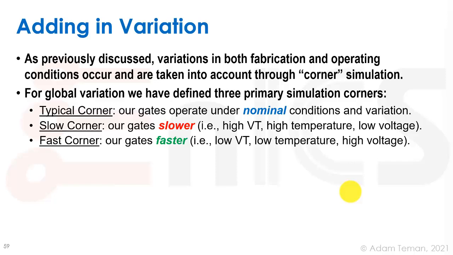Slow corner means our gates are slower, so therefore they have high VT. They're under high temperature unless there's temperature inversion, then below temperature, and low voltage. Or a fast corner, where our gates are faster, so they have a low VT. The temperature conditions are low for standard temperature or high for temperature inversion, and under high voltage.